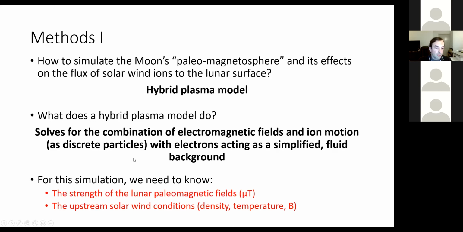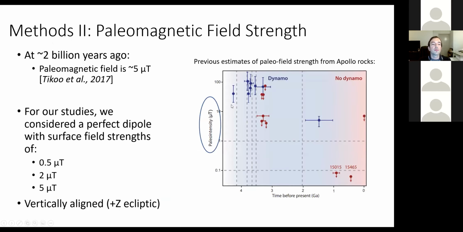And so the problem that we face, though, is how strong was the field in the past? And also, what was the solar wind like a long time ago, billions of years ago, on the moon? So those were other parameters that we needed to put in. And again, feel free to interrupt if you have any questions. So, okay, the next part of this was how strong was the field?